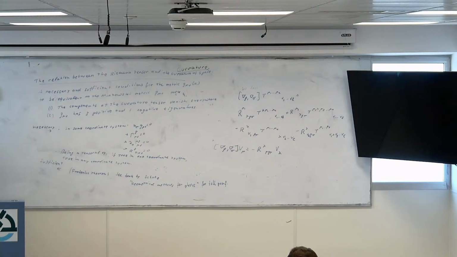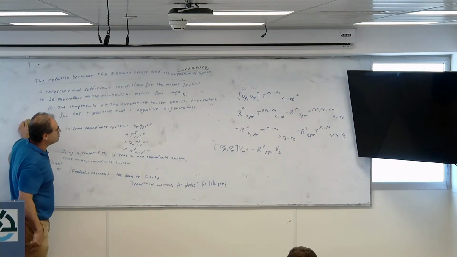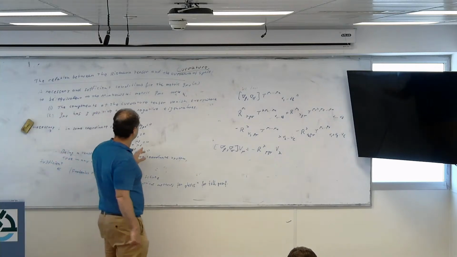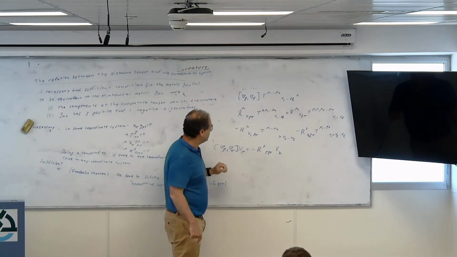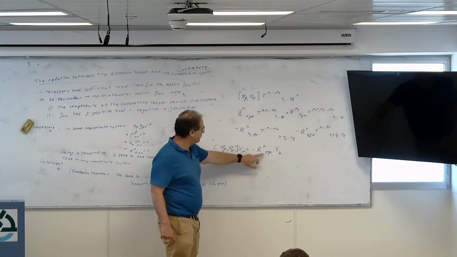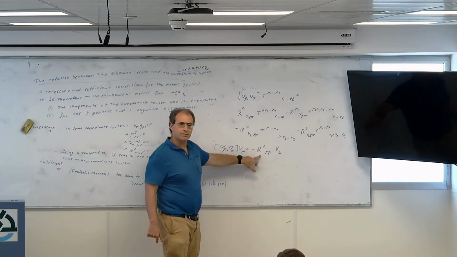The next subject, which is necessary, is to look at some of the algebraic properties of the Riemann tensor. It turns out that this tensor already looks quite ugly, right? How many different components does it have in 4 dimensions?